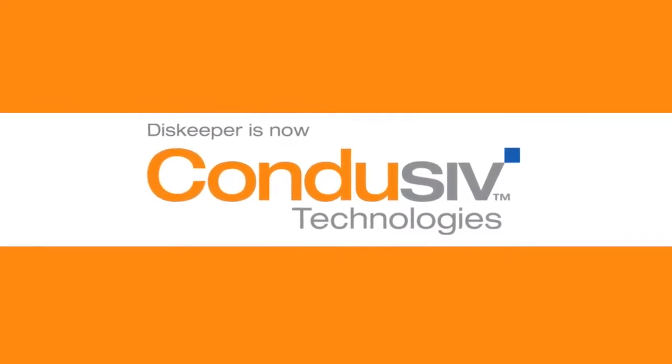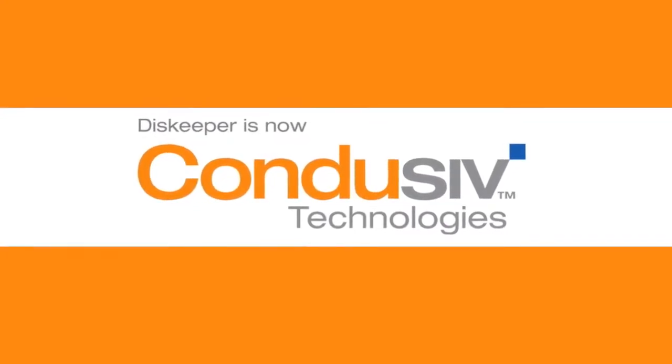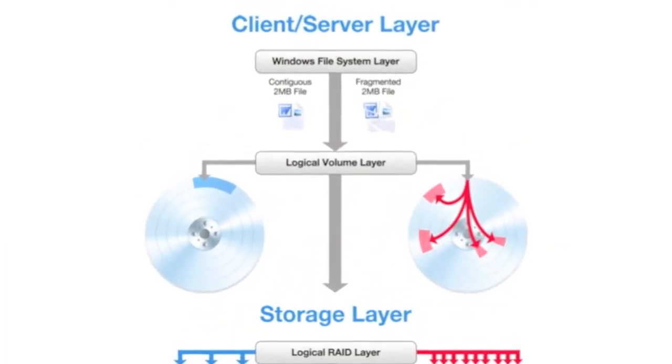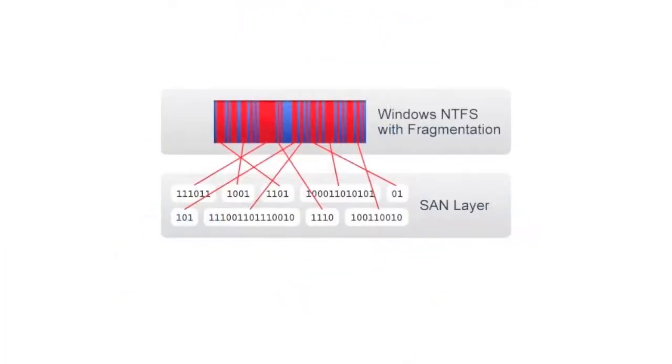Why you need DiskKeeper or V-locity on every SAN-attached server. File and free space fragmentation occur at the Windows file system layer. The SAN layer receives I/O requests from the file system, unaware of fragmentation at the operating system layer. SAN devices do not have the tools to handle file and free space fragmentation.